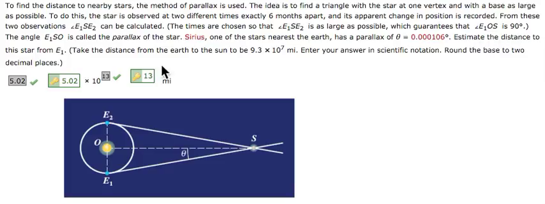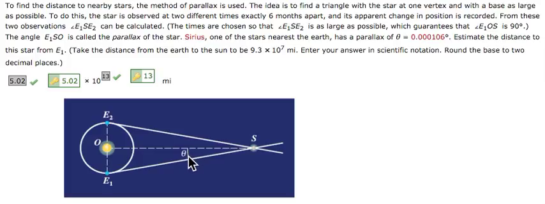Estimate the distance to this star from E1. Take the distance from the Earth to the Sun to be 9.3 times 10 to the 7th miles. Enter your answer in scientific notation. Round the base to 2 decimal places. Okay, so here's the answer. Let's see how we get that answer.